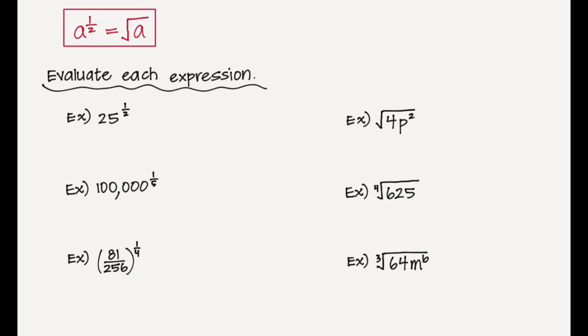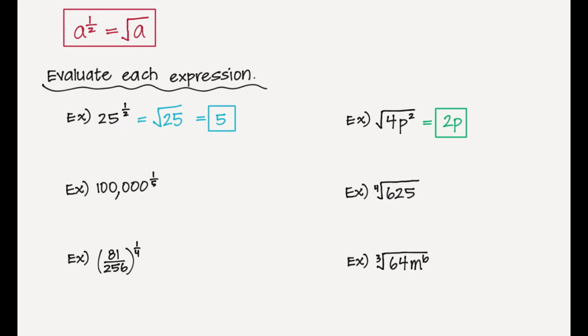But looking at the first one, 25 to the 1/2 exponent is the same as the square root of 25, which is 5. Our next example is already in radical form. The square root of 4 is 2, and the square root of p squared is p. So our answer is 2p.